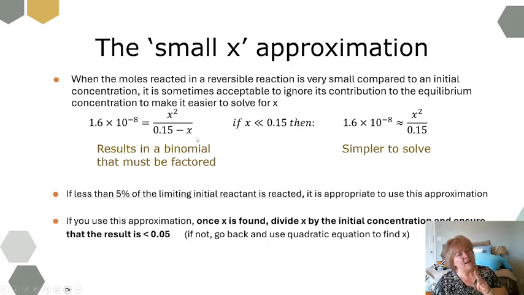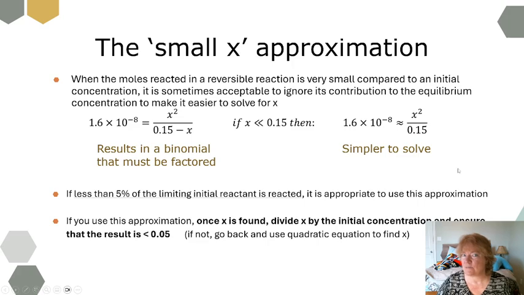But what if this x was really small compared to 0.15? Like it's 0.000001. 0.15 minus 0.000001 is still pretty much 0.15. It's not going to change the value of that. Because x is so much smaller than what it's being subtracted from, this reduces now to 1.6 times 10 to the negative 8 equals x squared over just 0.15. I can use simple proportional algebra to get this, right? I just multiply both sides by 0.15, take the square root of both sides, and I can solve this one.